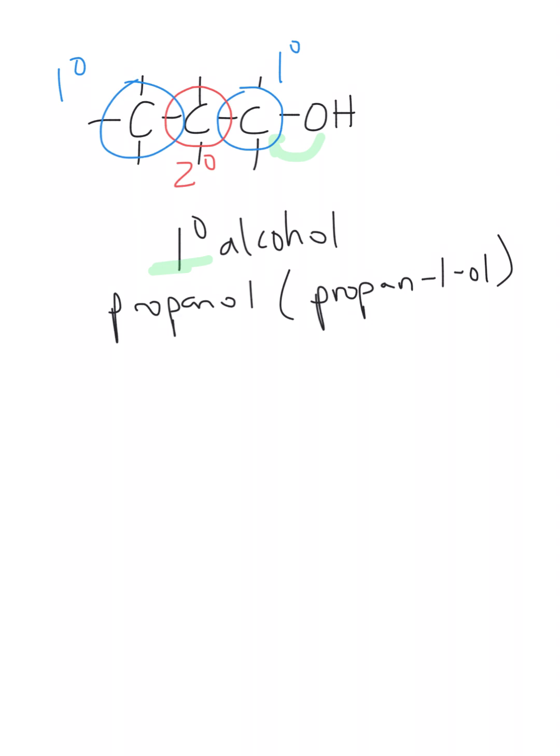Well, if you look, a secondary carbon is actually bonding to 2 other carbons. That's what makes it secondary, whereas a primary carbon is only bonding to 1 other carbon, right? So in a primary alcohol, we have the hydroxyl group bonding to a primary carbon, and that's what makes it a primary alcohol.